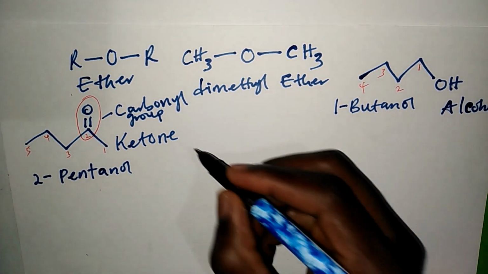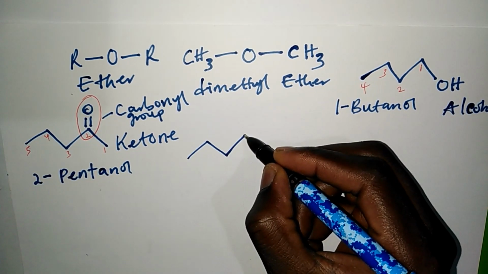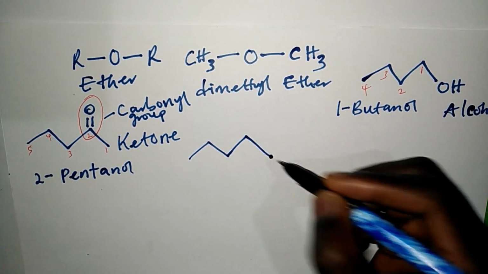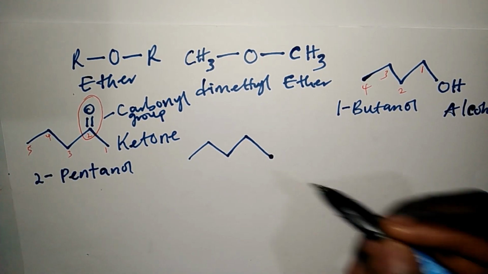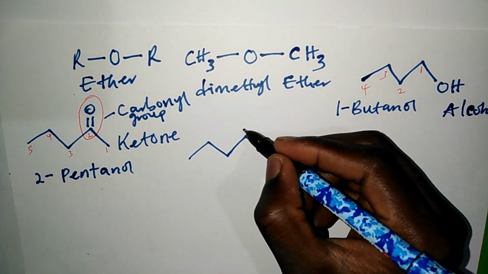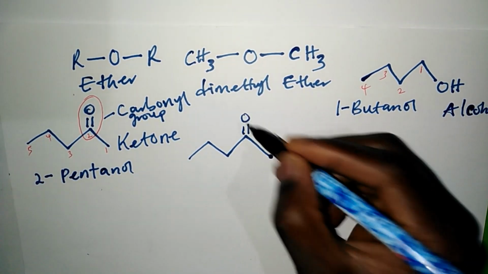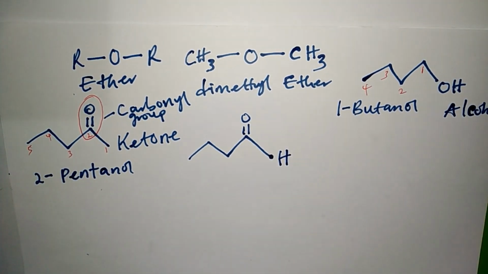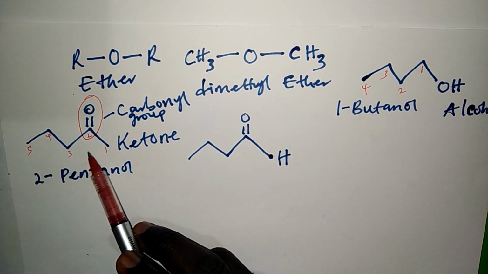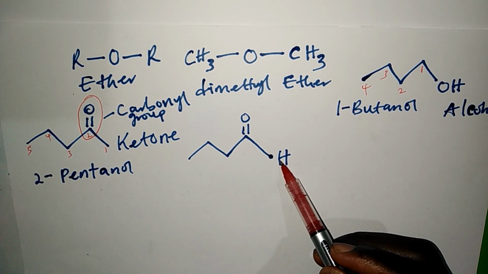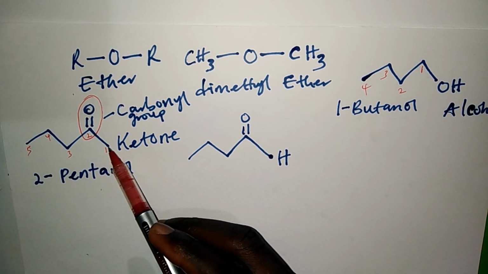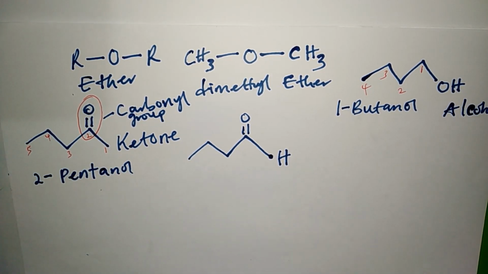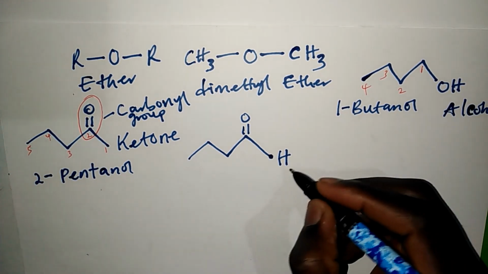Now we still have another. What if you have another functional group that is like this? Right? Now this time it has the double bond here, and then it has a hydrogen here. Now in this case, you see it's almost similar to this ketone, but it has hydrogen at the end instead of having a carbon at the end like in the case of a ketone. So for this particular functional group, they are known as aldehydes.